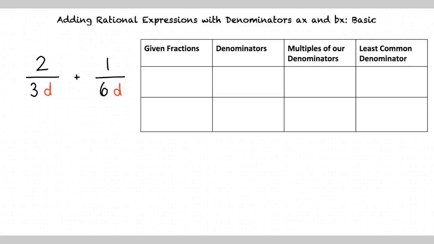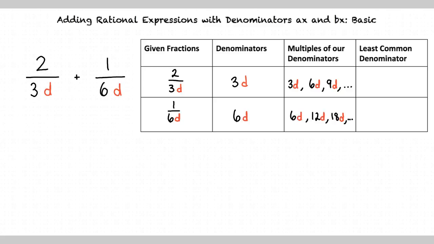Our given fractions are 2 over 3d and 1 over 6d. The denominator of 2 over 3d is 3d, and the denominator of 1 over 6d is 6d. The multiples of 3d are 3d, 6d, 9d, and so on, and the multiples of 6d are 6d, 12d, 18d, and so on. Now to find our least common denominator, we find the lowest multiple of our denominators that each of the fractions have in common. Our fractions have 6d in common, so 6d is our lowest common denominator.